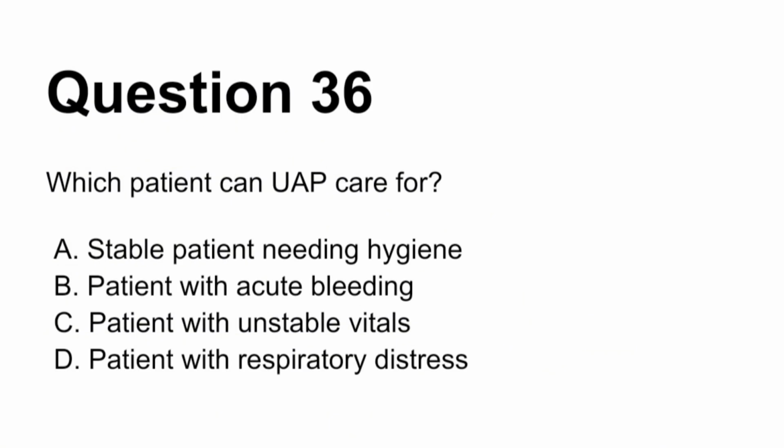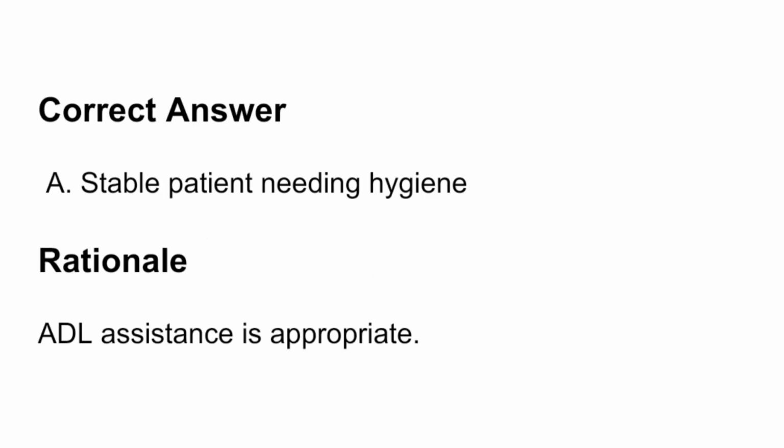Question 36. Which patient can UAP care for? A. Stable patient needing hygiene. B. Patient with acute bleeding. C. Patient with unstable vitals. D. Patient with respiratory distress. Correct answer, A. Stable patient needing hygiene. Rationale: ADL assistance is appropriate.